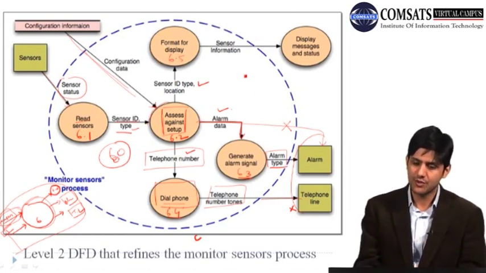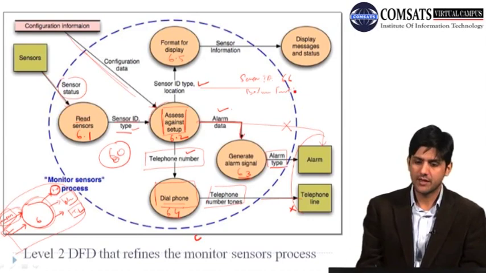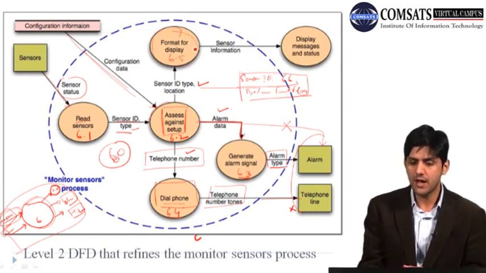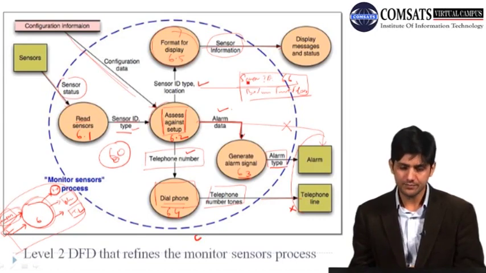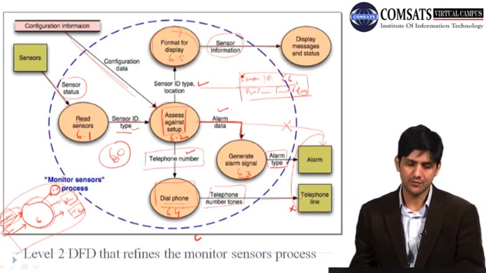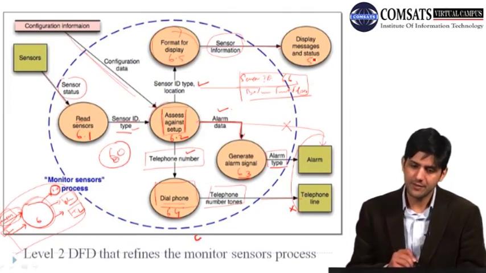For example, we want to show the user that it was sensor ID number 66 and the location was bedroom or first floor, something like that. So this is the information that we want to show to the user. We format it in a certain fashion, and we send that output to our main process which was dealing with multiple kinds of outputs displayed on the control panel, and that process was display message and status. So we send this to process number 5.